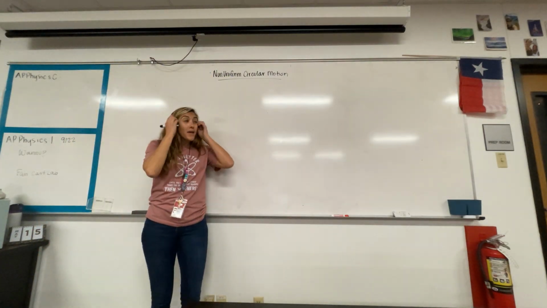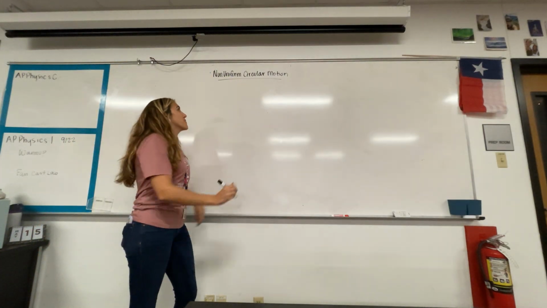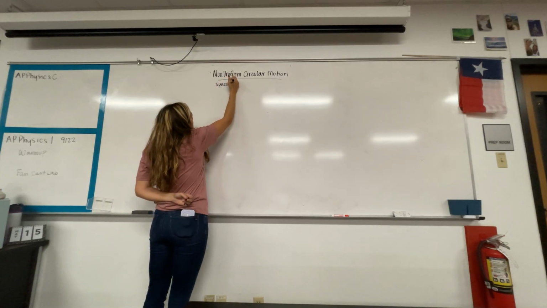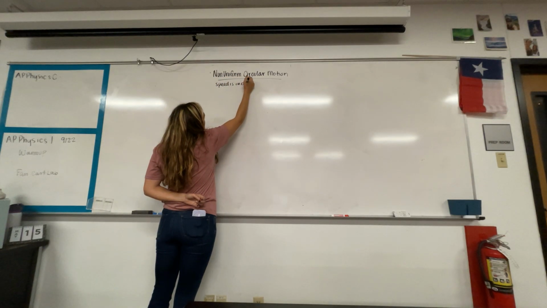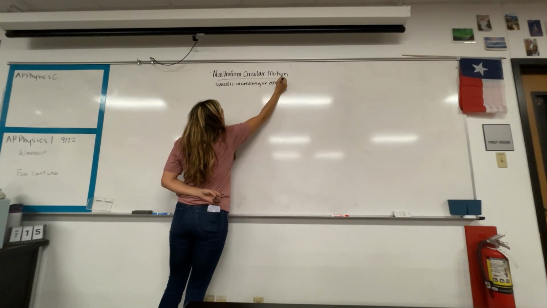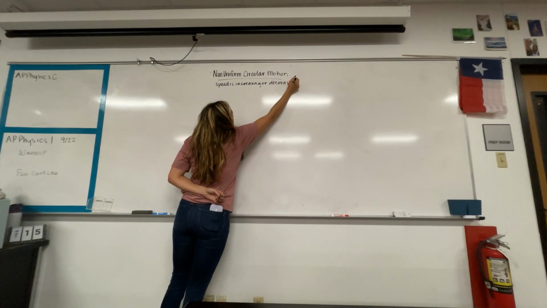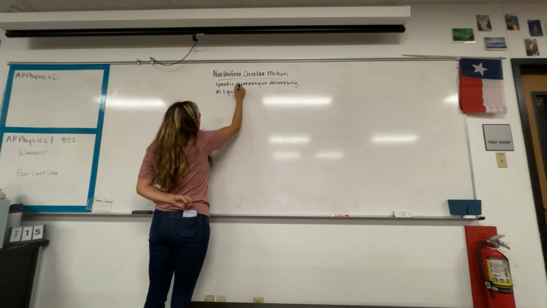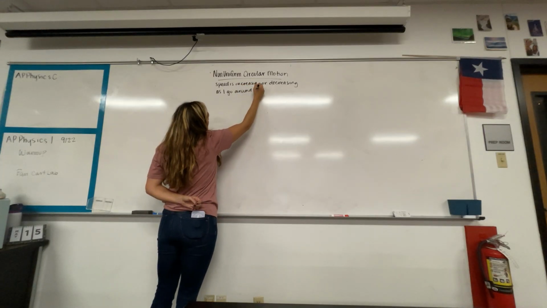Right, so in this one, we're going to talk about non-uniform circular motion. That means my speed is increasing or decreasing as I go around a circle.